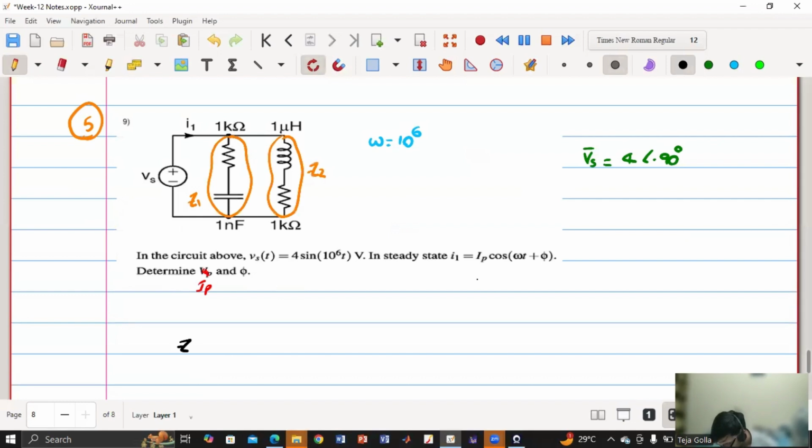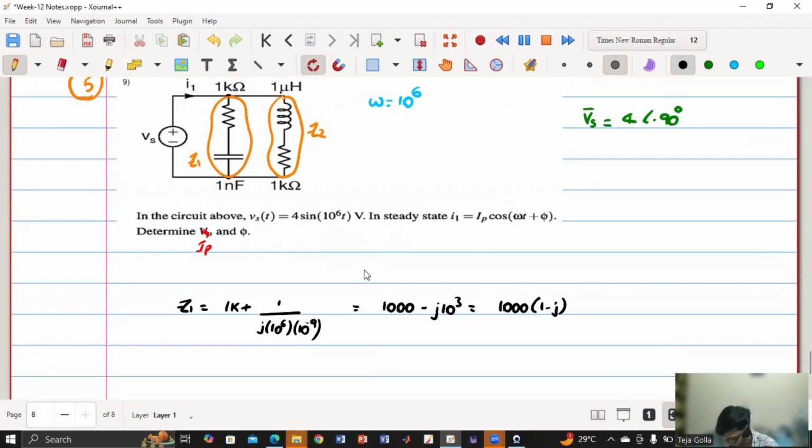Z1 is R plus 1 by j omega C, which is 1 by j into 10 to the power 6 into C, where C is 10 to the power minus 9. So can you tell me the value? It will be 1000 minus j into 10 to the power 3. So basically 1000 into (1 minus j). Now what is Z2? Z2 is 1000 plus j omega L. Omega is 10 to the power 6, L is 1 micro, 10 to the power minus 6. So it is 1000 plus j.